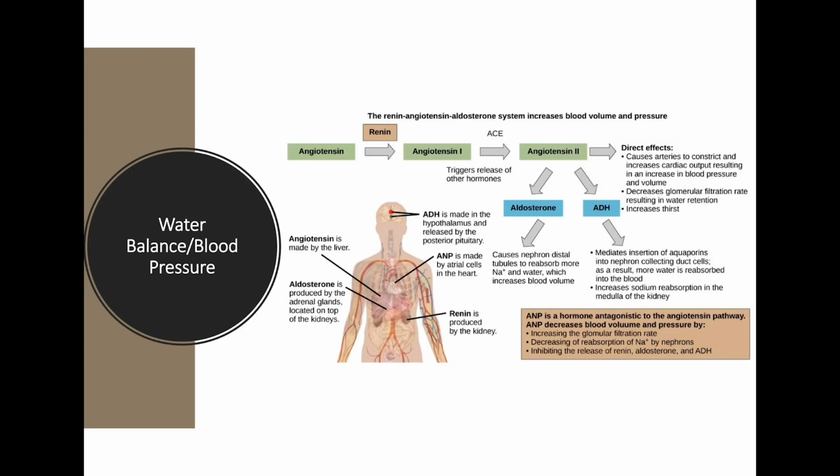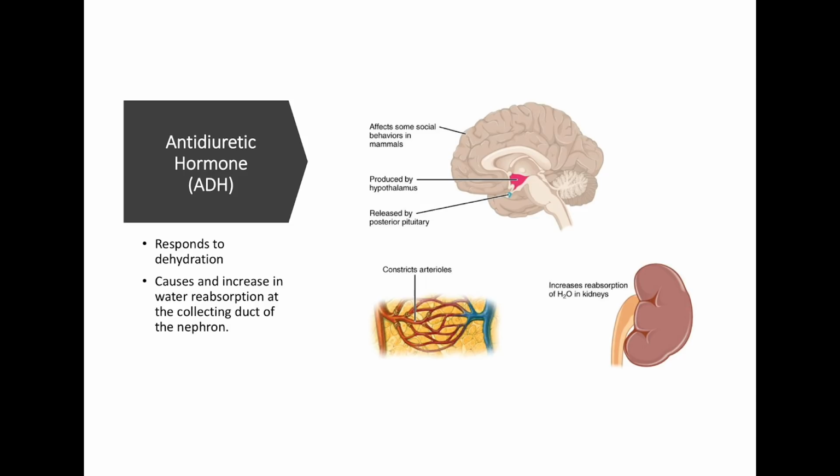Okay, great. So now we're going to go a little bit further into the function of the urinary system in water balance. Okay, so let's start off talking about the antidiuretic hormone. Remember that hormone is actually produced by the hypothalamus, but is secreted by the posterior pituitary. Now, it responds to dehydration, and I'm going to turn to Dr. V to explain how this antidiuretic hormone actually works in response to low blood volume or dehydration.